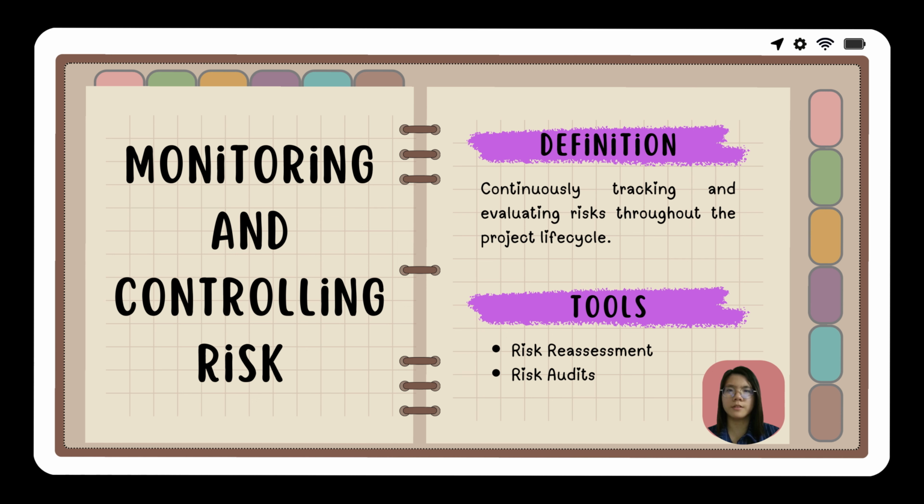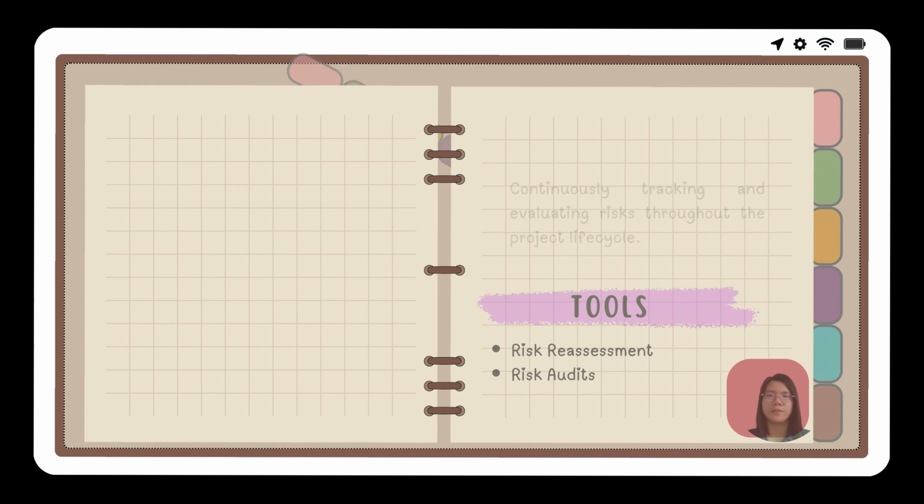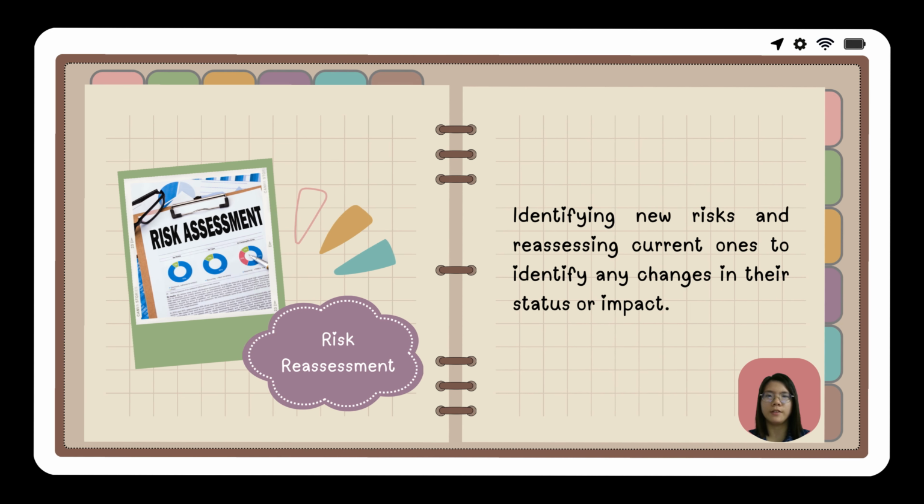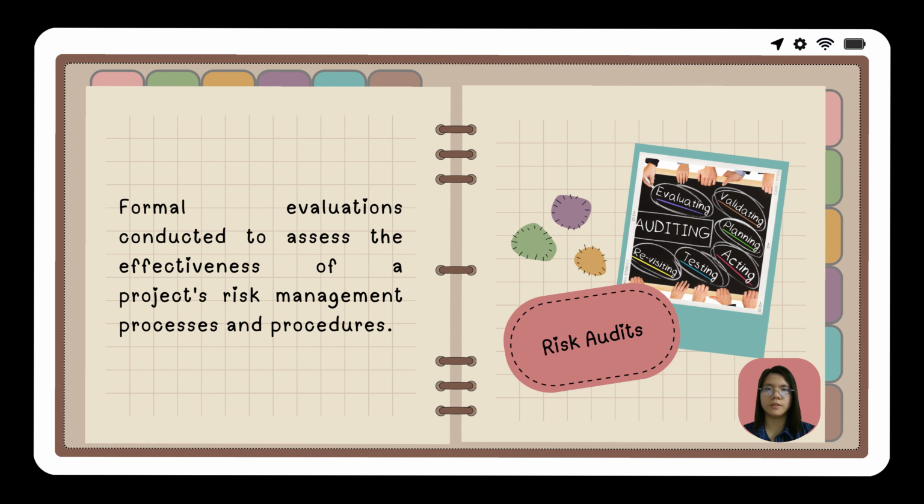Monitoring and controlling risk involve continuously tracking and evaluating risk throughout the project lifecycle. Tools used for this include risk reassessment and risk audit. Risk reassessment involves identifying new risks and reassessing current ones to identify any change in their status or impact. A risk audit refers to formal evaluation conducted to assess the effectiveness of a project risk management processes and procedure.